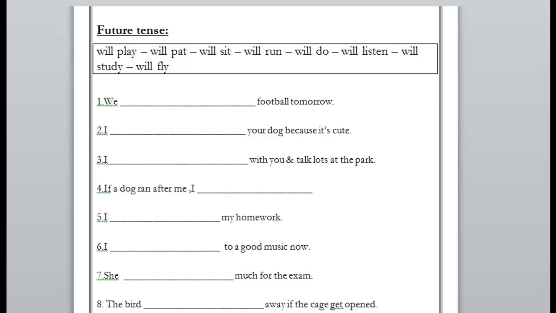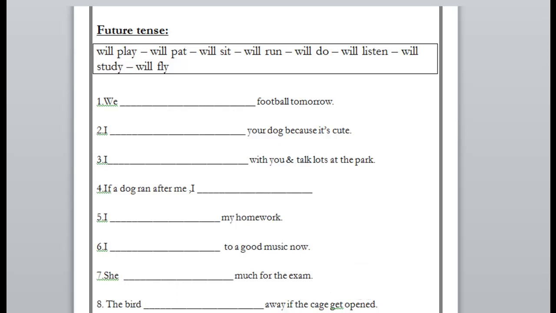Okay, let's take another example with she or he or it to show you this point. So let's take number 7. Okay, she what much for the exam? She what, guys? What would she do for the exam? Yeah, will study. Okay, so she will study much for the exam. Good guys, you're all perfect.